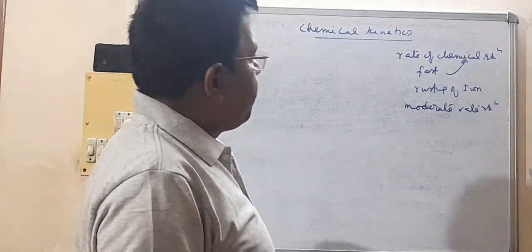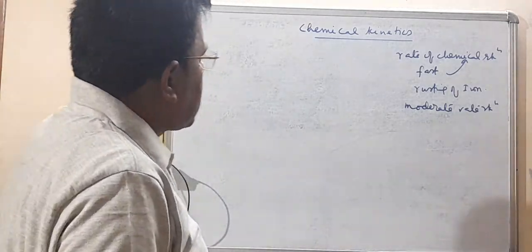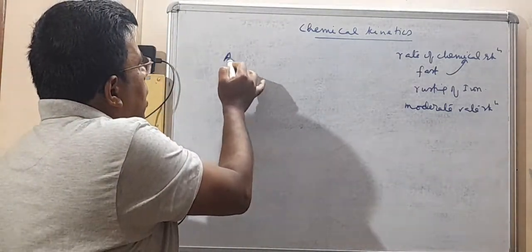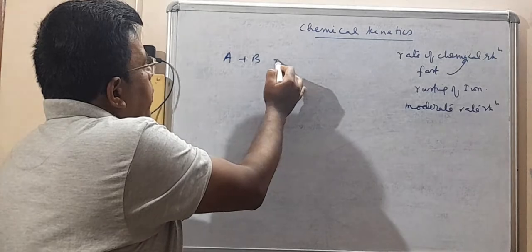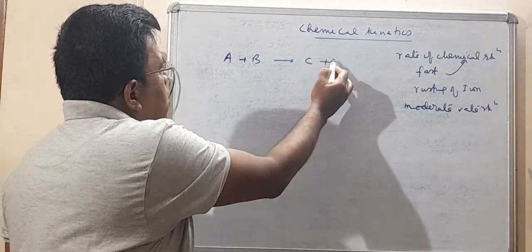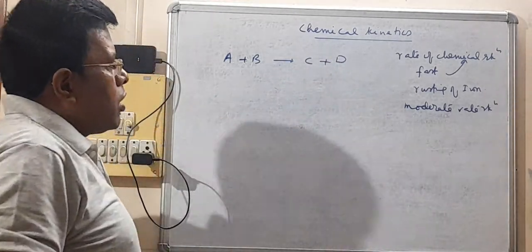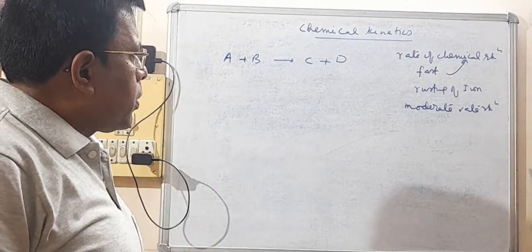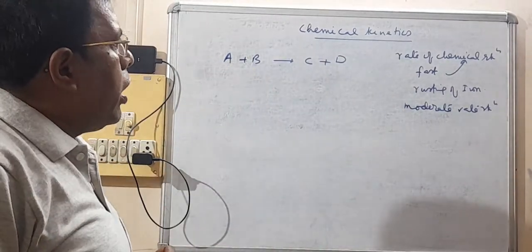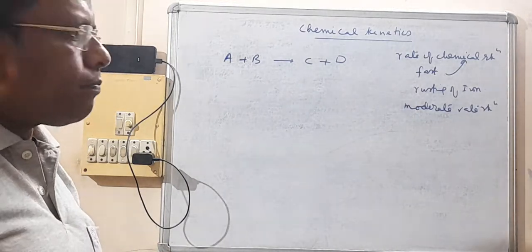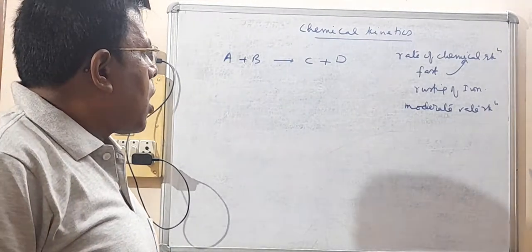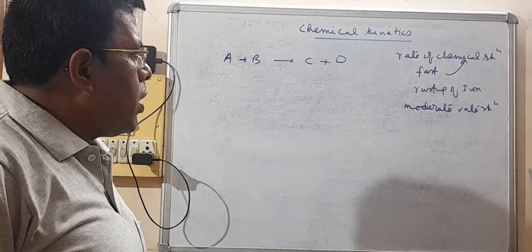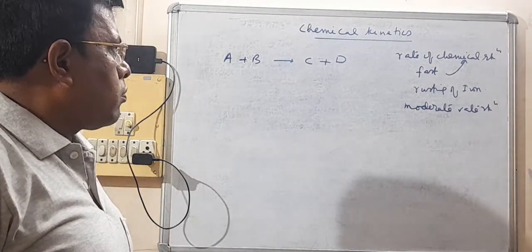Now, suppose we have a chemical reaction A plus B arrow C plus D. So naturally A and B are the reactants, C and D are the products. Now, how do we express the rate of a chemical reaction?